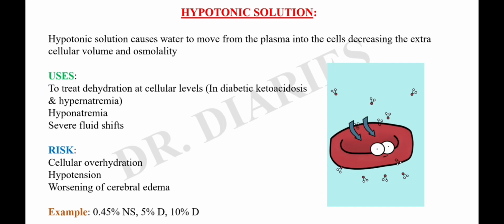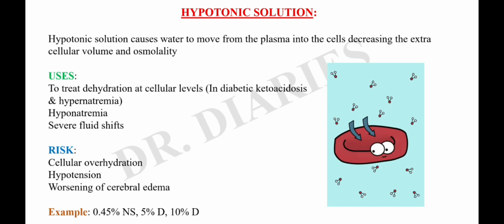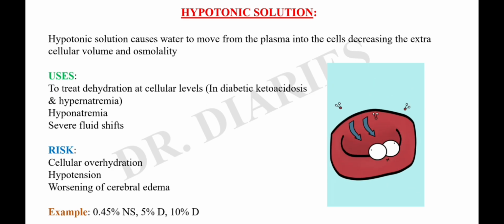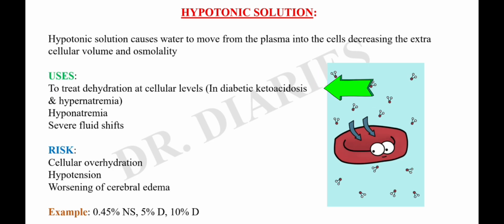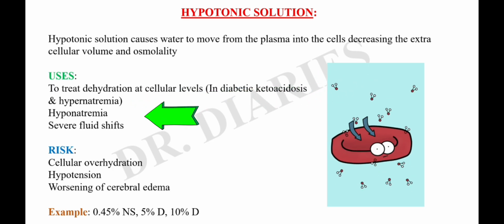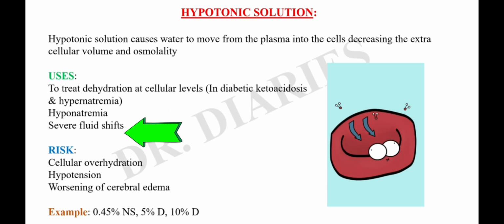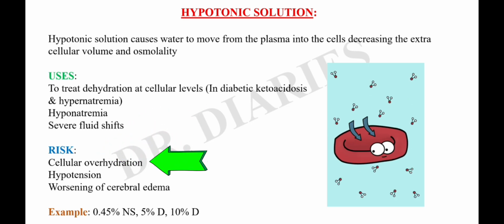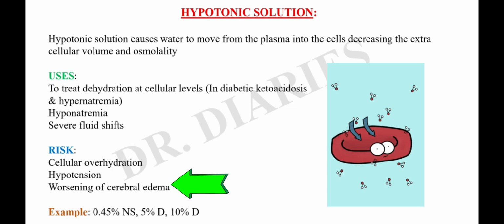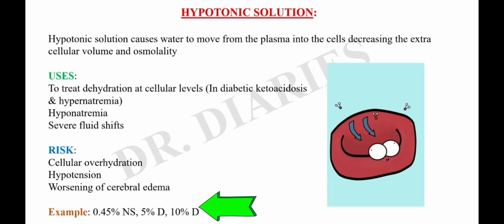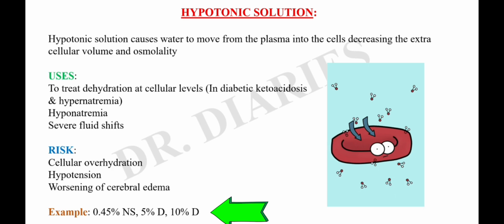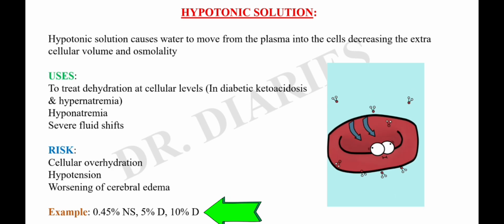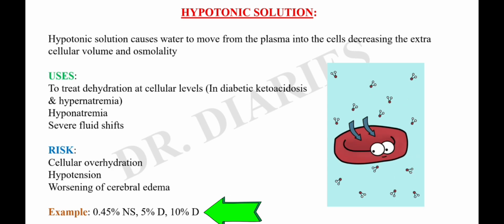Hypotonic solution causes water to move from the plasma into the cells, decreasing extracellular fluid osmolality. It is used to treat dehydration at cellular levels, for example in diabetic ketoacidosis or hypernatremia. Risks include cellular overhydration, hypotension, and worsening of cerebral edema. Examples of hypotonic solution include 0.45% normal saline, 5% dextrose, and 10% dextrose.